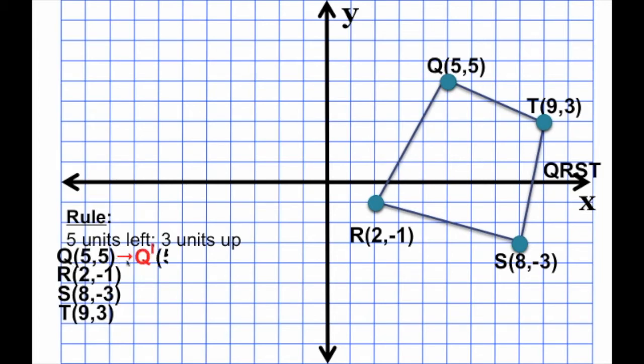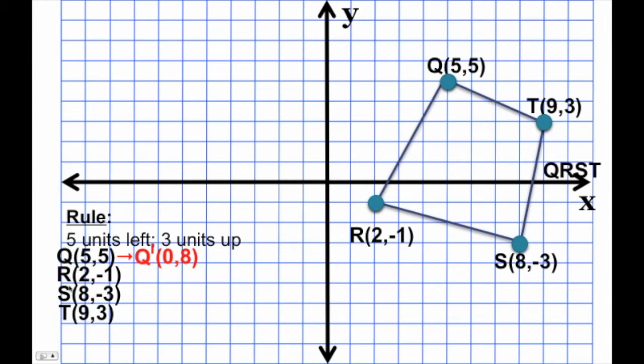Q is going to become Q prime at 5 minus 5, 5 plus 3. Because our x coordinate, 5, is going 5 to the left, so we're going to subtract 5. And then the 5 of our y coordinate is going to move 3 units up, so we're adding 3. And that's going to give us Q prime at 0, 8.